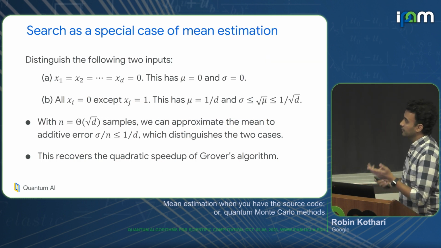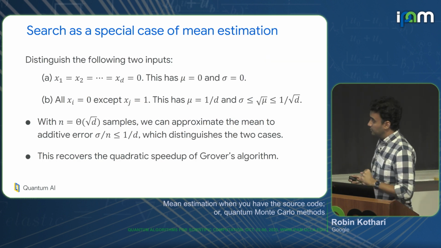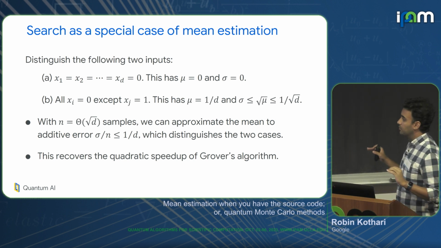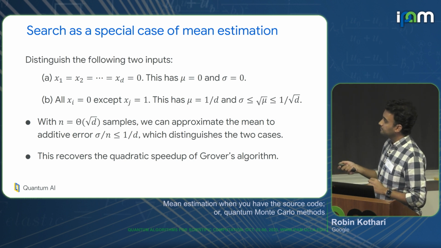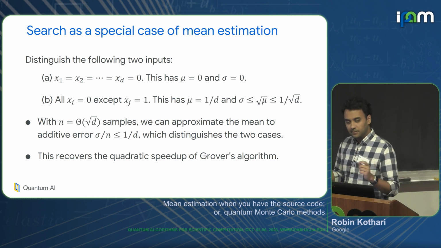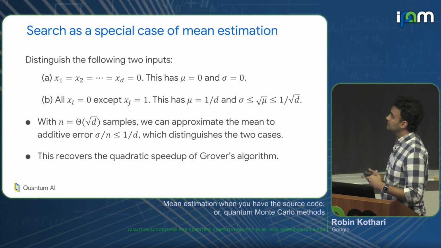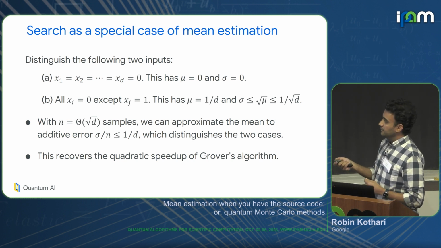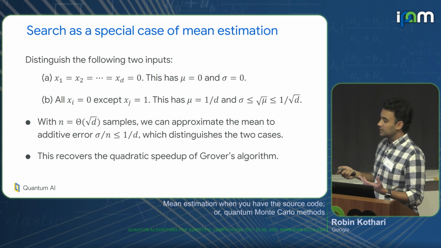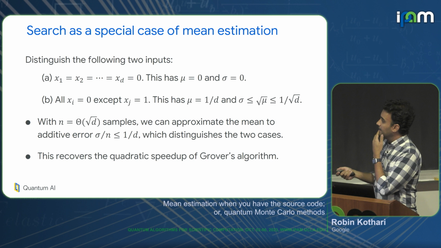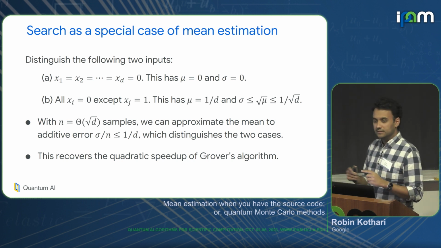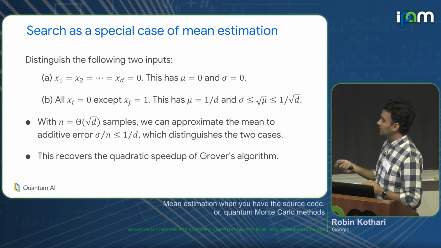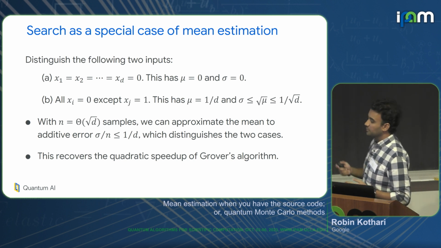You can think of the Grover's search problem as solving the following problem. I'm given a d-bit string, and I'm promised that either all of the numbers are 0, that's the first scenario, or all of the numbers are 0 except one of them is 1, and you want to distinguish between these two cases. If you think of them as random variables, this is the random variable that's always 0. Its mean is 0 and standard deviation is 0. That's very easy to compute. If you think of this second random variable, which is 0 everywhere except 1 at one point, there's d points. So its mean is 1 over d, and its standard deviation, you can compute, it turns out to be 1 over root d.